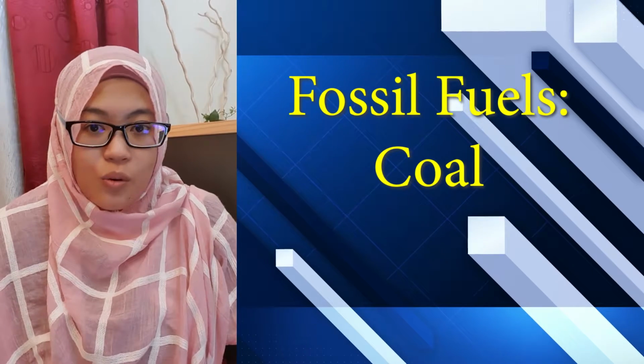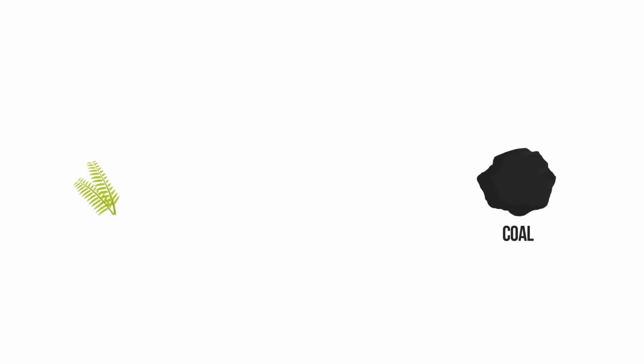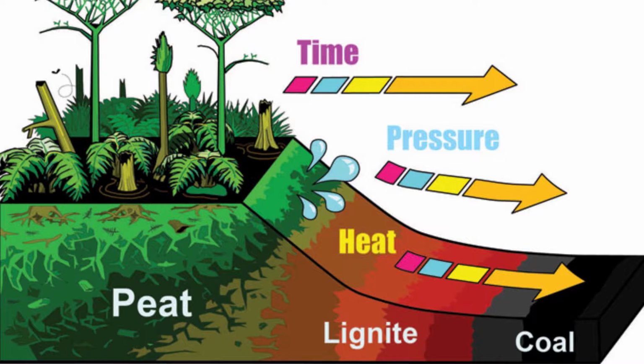Coal. How is coal made? Before the dinosaurs, many giant plants died in swamps. The plants were buried under water and dirt over millions of years. Because of this, the air was limited, and this process stopped the full decomposition, creating peat.